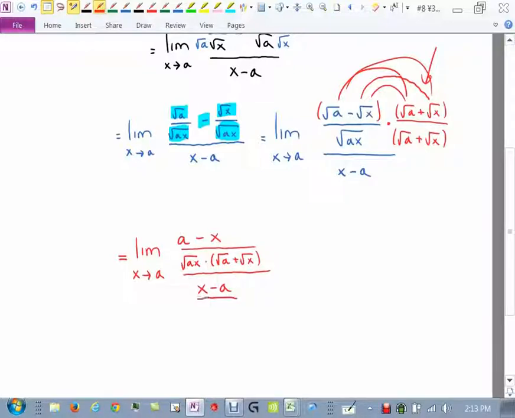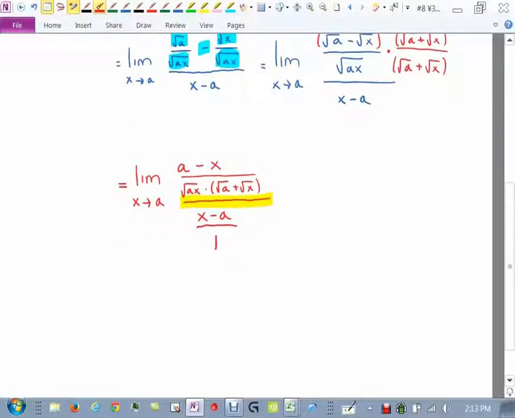So if we look at this division bar, we have a fraction on top divided by a fraction on the bottom. And so we can flip it and let it become multiplication of the reciprocal. So let me do that. Limit x approaches a of a minus x over that root ax times root a plus root x. Now I'm flipping the denominator and bringing it up here.